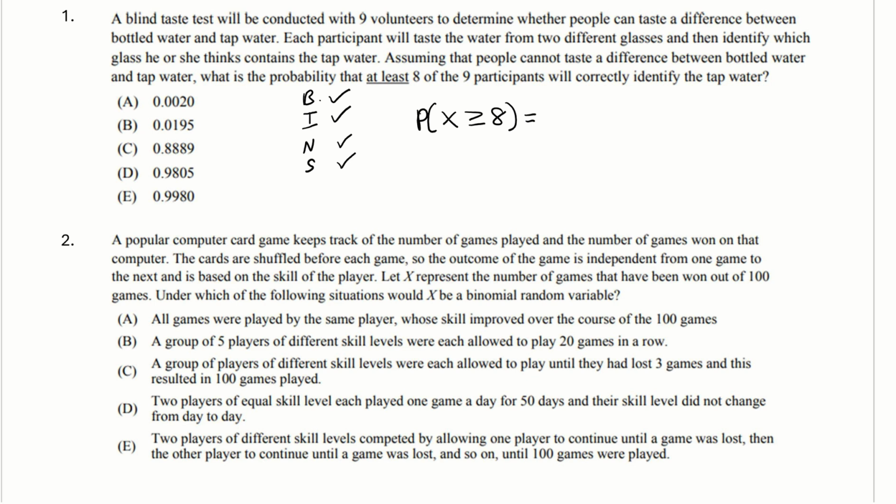So what we're going to do is the opposite of greater than or equal to. We're going to do 1 minus, and the opposite of greater than or equal to is less than. Okay, so less than 8. But remember that binomial CDF can only work for less than or equal to. So we're going to have to change it to 1 minus the probability that x is less than or equal to 7. Okay, and now we can use the binomial CDF. So 1 minus binomial CDF.